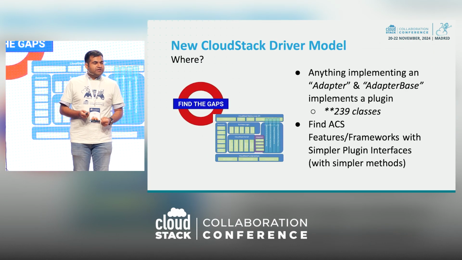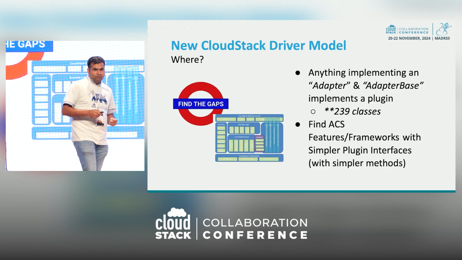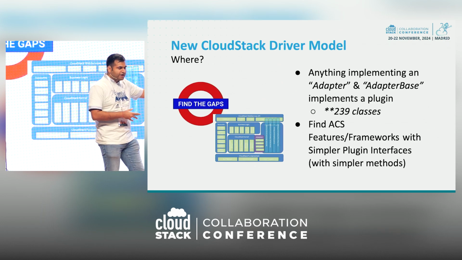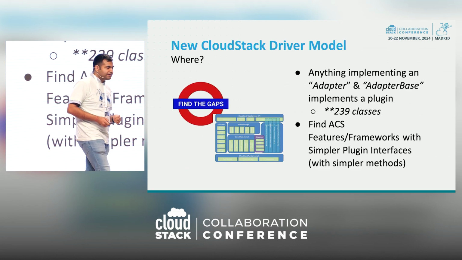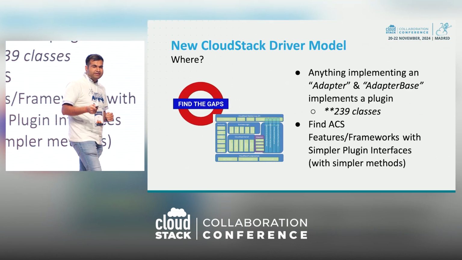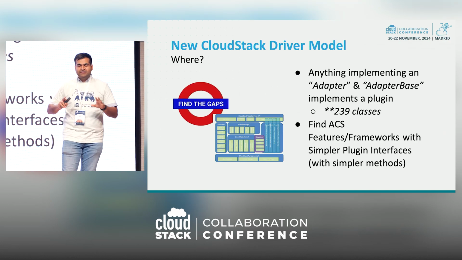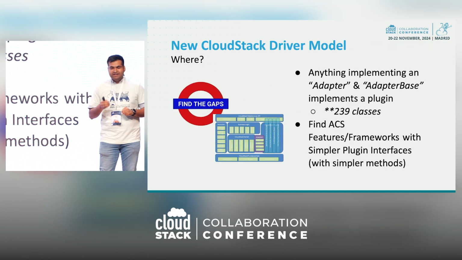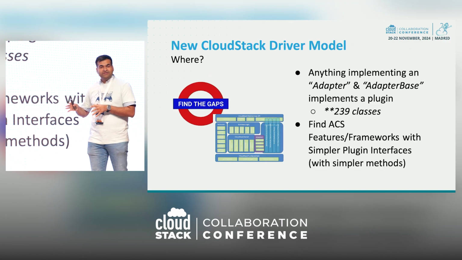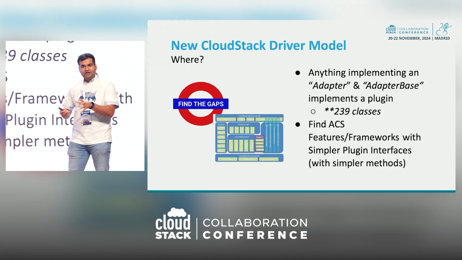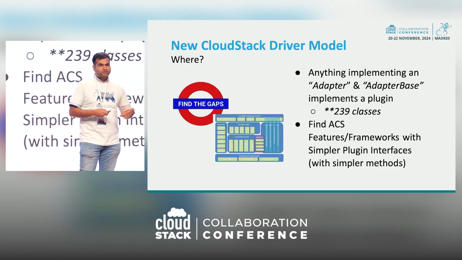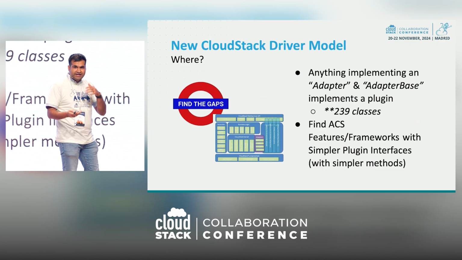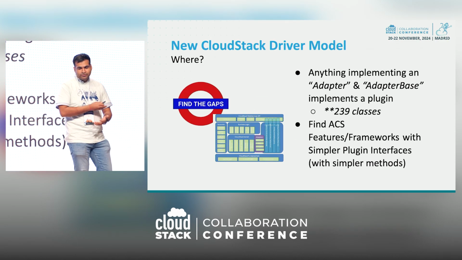So I was thinking, I think I've identified the gaps, but where are the gaps in code? Is there a way to do it? And I think I found that, slightly technical, anything in the CloudStack code base that implements an adapter or adapter-based abstract class or interface is a plugin. And all those plugins have methods. Those methods have some inputs, and when you execute those methods, you get an output.